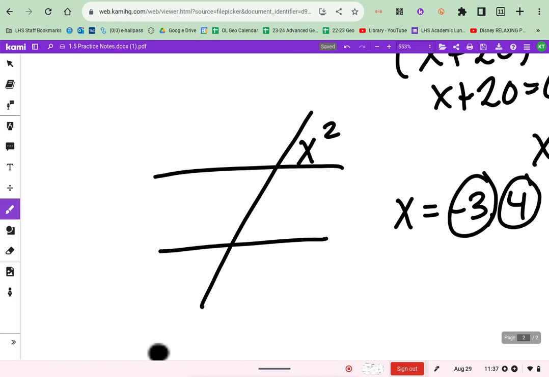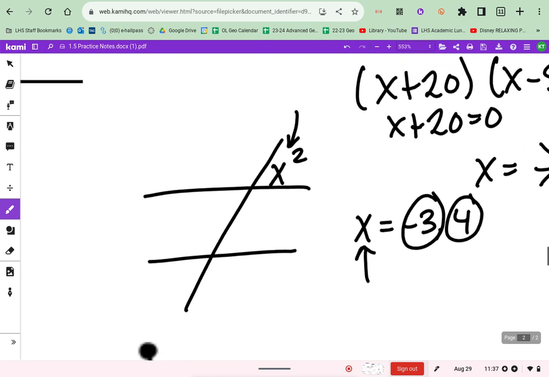So the reason why I say that is because your variable, the x, it can be negative. That's totally fine. You just don't want the angle to be negative. Okay, so your x can be negative. It's the angle that can't be negative. Okay, questions about that?